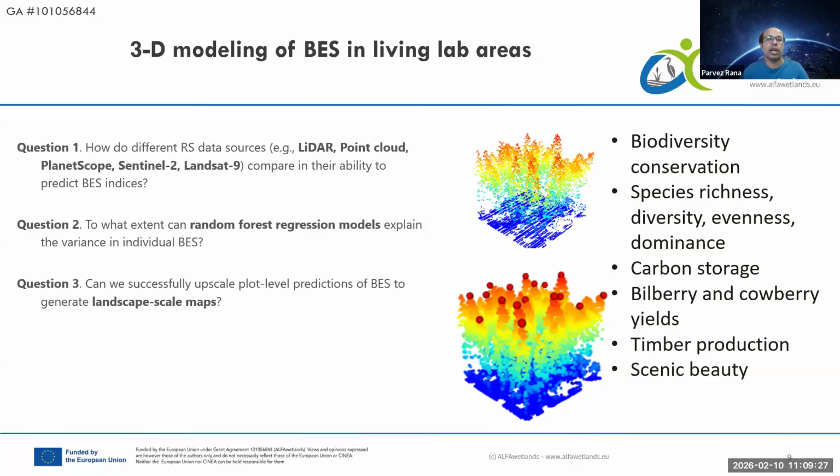And on the right-hand side, you can see some of the variables we targeted, like the potential for biodiversity conservation: species richness, diversity, evenness, dominance. These are some indicators related to biodiversity. And then we also map carbon storage. We also map bilberry and cowberry yield. We also map timber production. We also map scenic beauty, so recreation potential. Next slide.